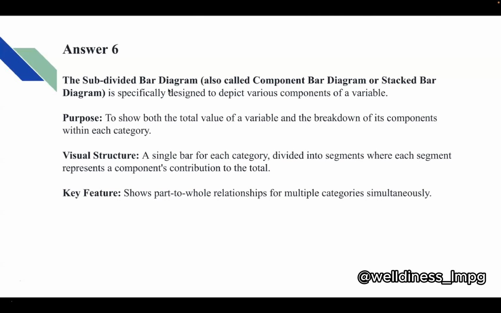So the answer is subdivided bar diagram, which is also called component bar diagram or stacked bar diagram, which is specifically designed to depict various components of a variable. And the purpose is to show both the total value of a variable and the breakdown of its components within each category. Visual structure: a single bar for each category divided into segments where each segment represents a component. And the key feature is that it shows part-to-whole relationship for multiple categories simultaneously. And like I already showed you from the last question, the percentage bar diagram is a type of subdivided bar diagram. What is your question?